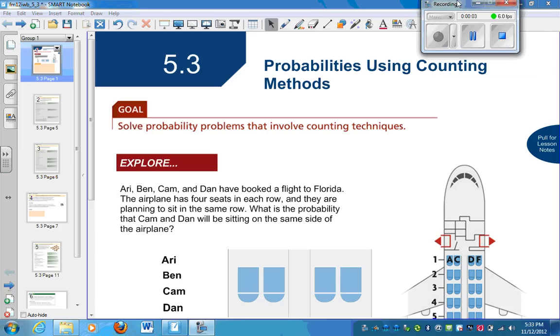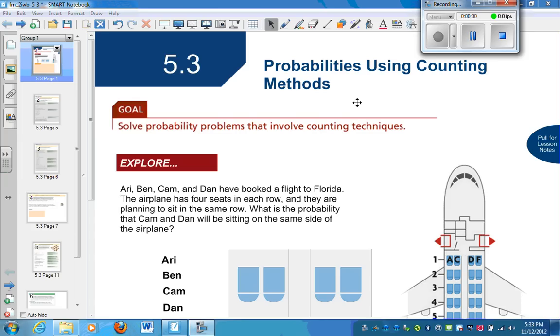Section 5.3, Probabilities using counting methods. So we're going to solve probability problems that involve counting techniques. Remember, we learned how to count from Chapter 4: things like the fundamental counting principle, permutations when order matters, and combinations when order doesn't matter. All of these things are going to come into play, but now we're doing probability.